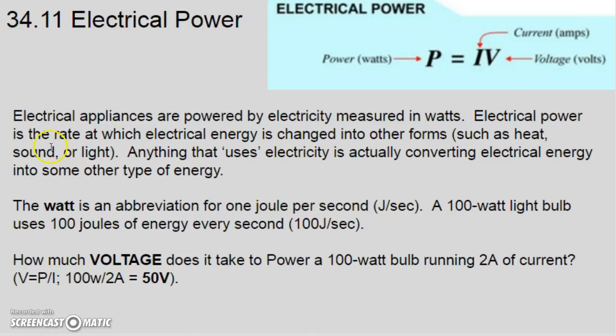So electric power here, and I'm winding down with time here. So electric appliances are powered by electricity measured in watts. Electric power is the rate at which electrical energy is used. So in this case, the watt is the abbreviation for a measurement of energy.